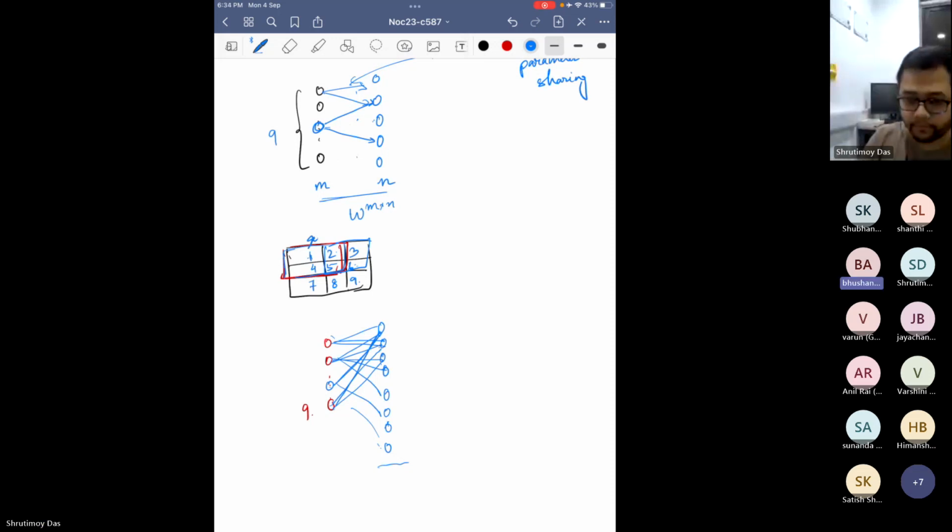But my question is this: what you did now, is it called convolution or is it called pooling? This is a convolution. And what's the difference between convolution and pooling?